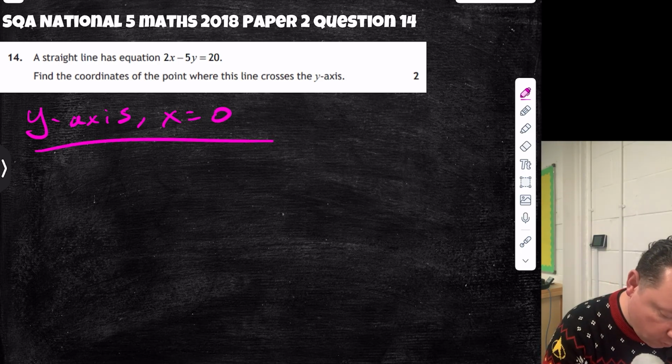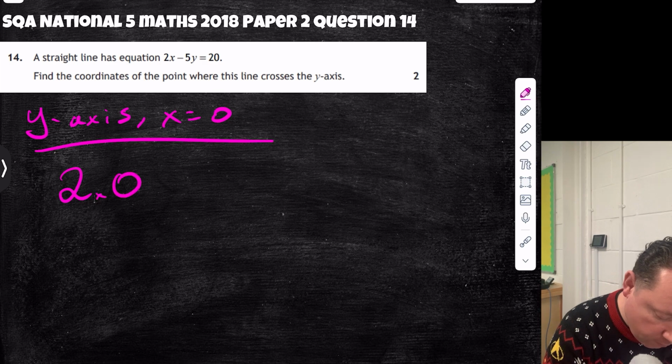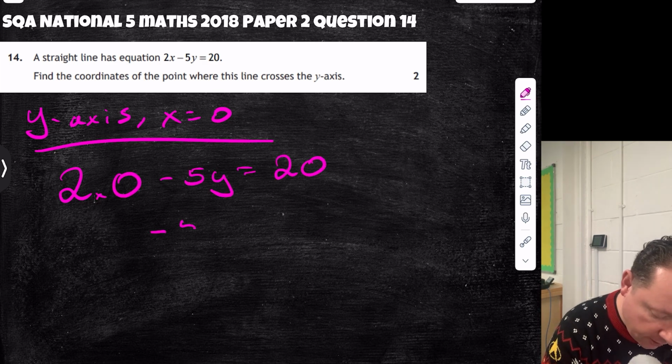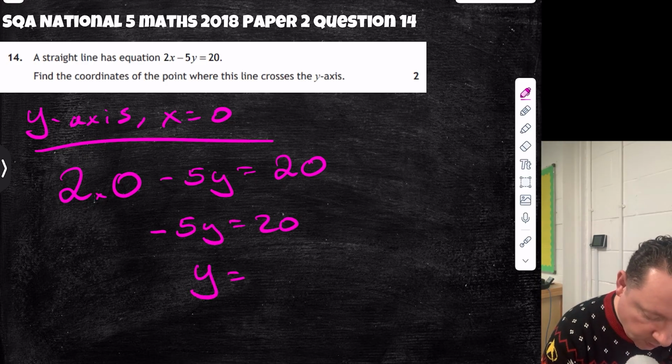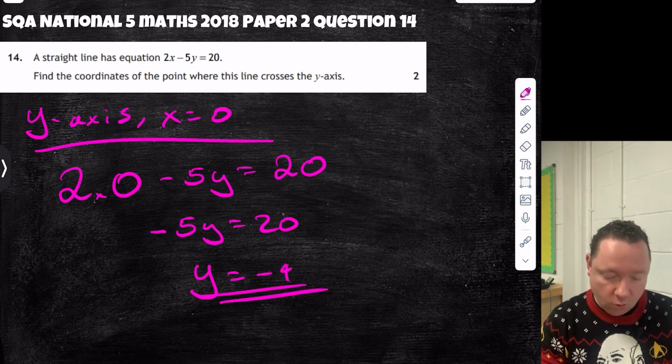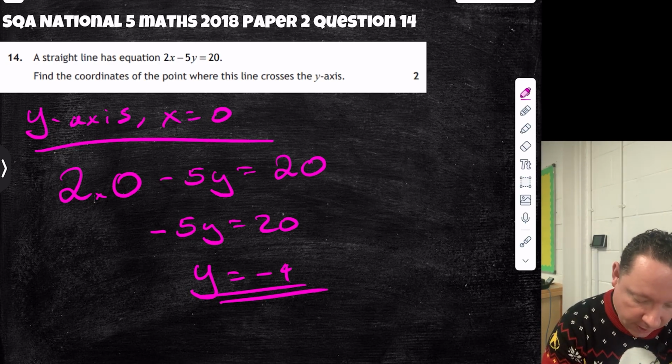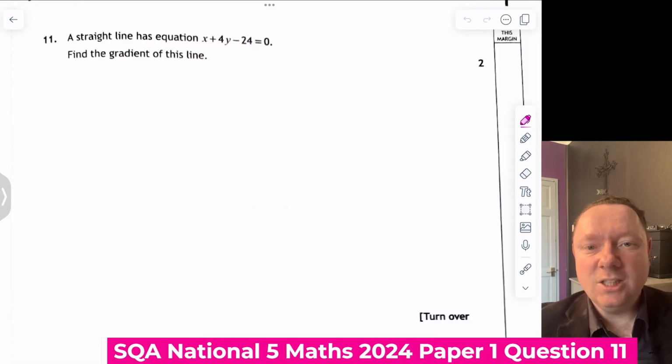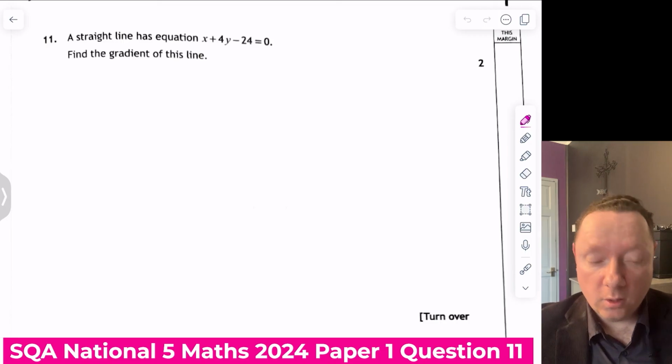When x equals 0, I've got 2 times 0 minus 5y equals 20. So that's minus 5y equals 20. Divided by minus 5, y is minus 4. So to put that as a coordinate, remember x and y, x is 0, y is minus 4, and I'm done there. SQA National 5 Maths 2024, Paper 1, Question 11.